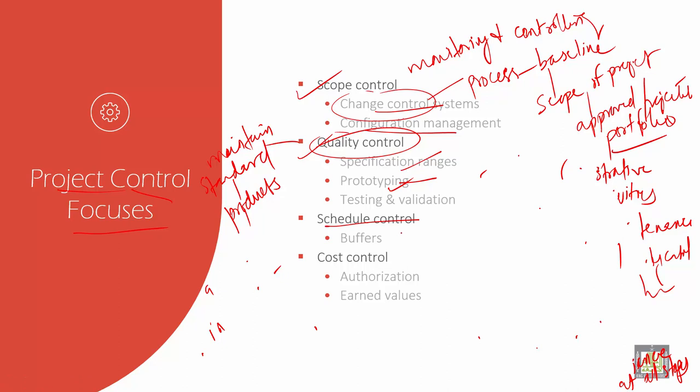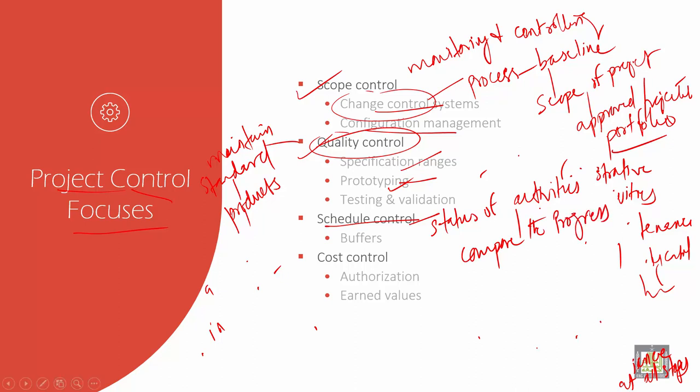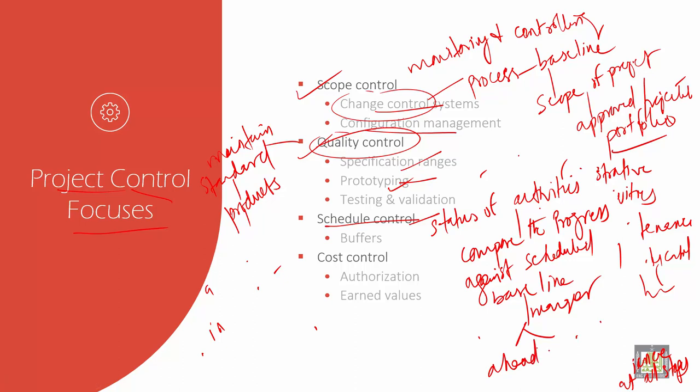Schedule control talks about the status of activities regarding the project, and it also compares the progress of the project against the scheduled baseline time. That's very, very important. It allows the manager to determine whether a particular project activity is ahead, on line, or lagging behind the schedule. So it's very important.